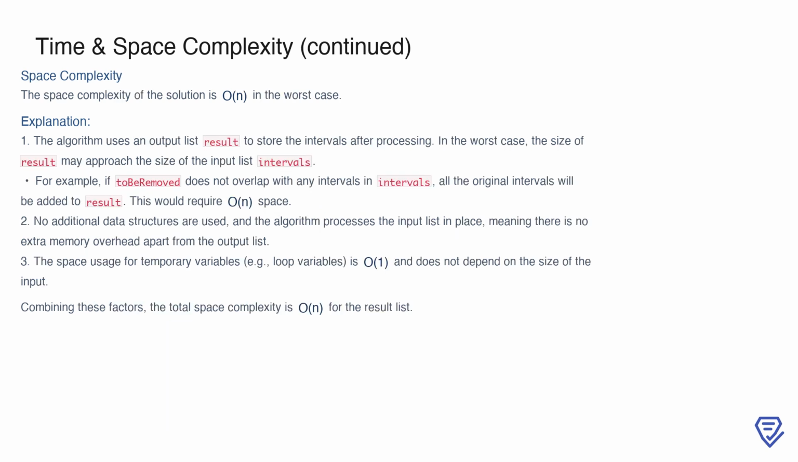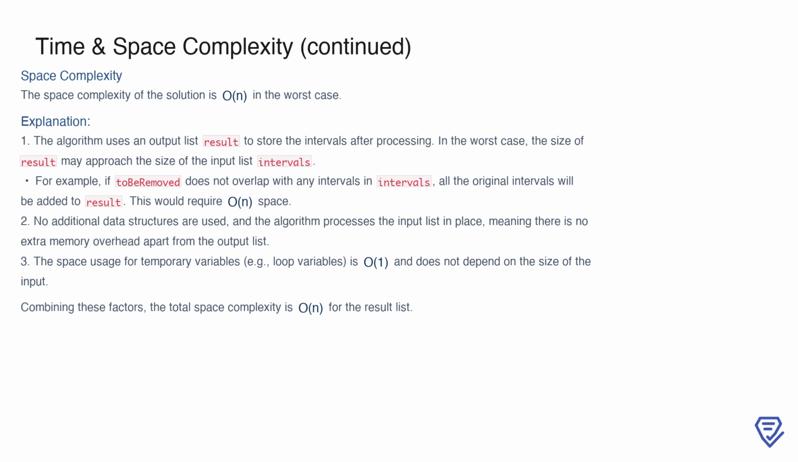The space complexity of the solution is O(n) in the worst-case scenario. This is primarily due to the output list, called result, which stores the intervals after processing. In the worst case, if the interval to be removed does not overlap with any of the input intervals, all the original intervals will be added to the result list. This means the size of result could be as large as the input list, requiring O(n) space.